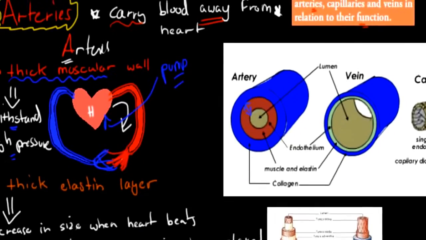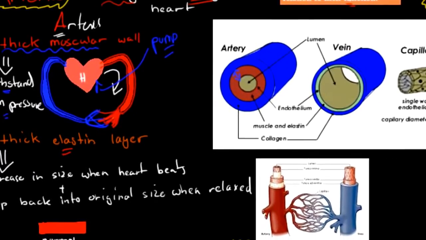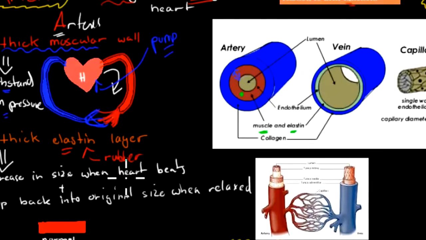Now they also have a thick elastin layer. And this elastin layer is also, so where it says muscle, so the muscular wall, and elastin. And it's also this middle layer has this elastin layer. And what that does, elastin is like rubber. So you can imagine elastin to be a bit like rubber. It can change its shape. It can make the arteries change their shape.